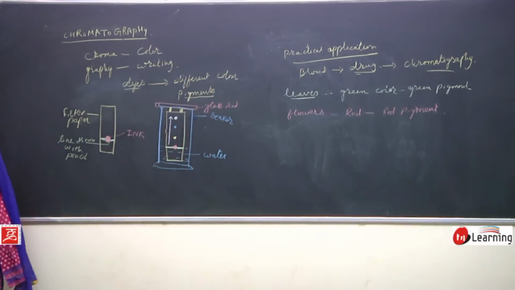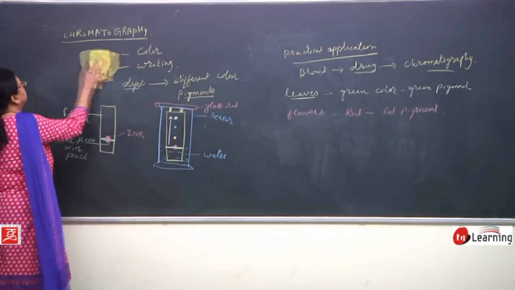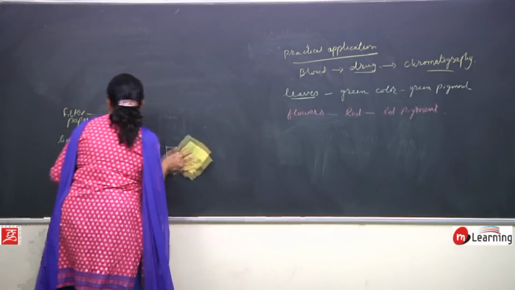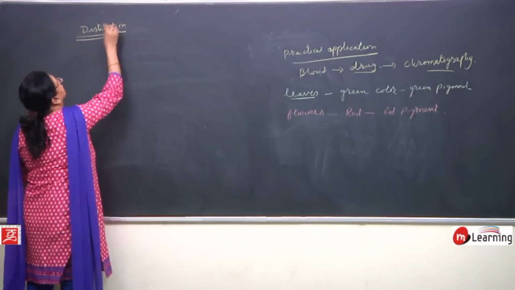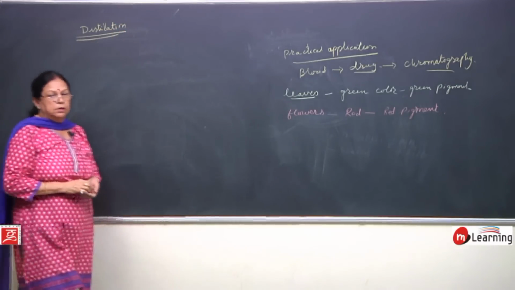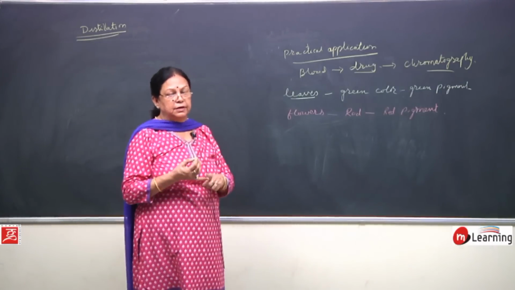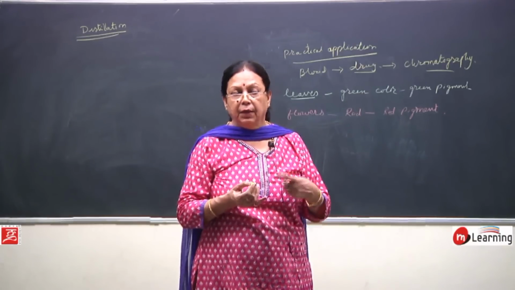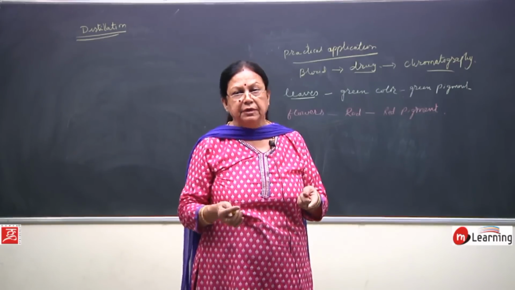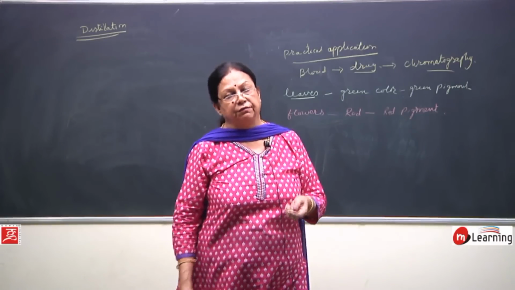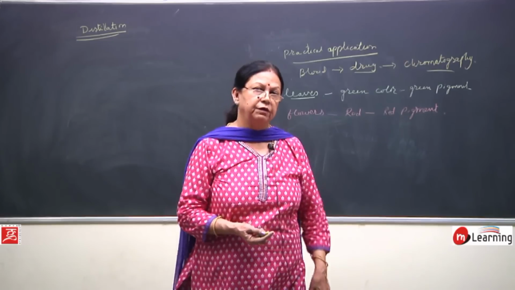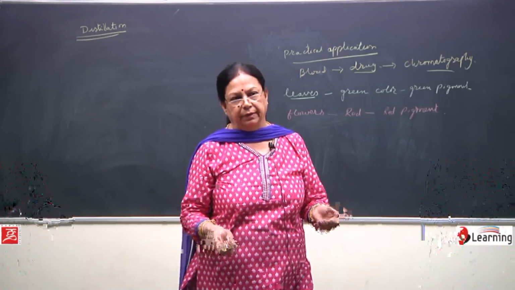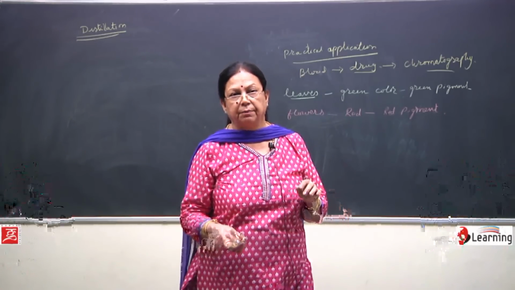Then the next method of separation of components is distillation. Distillation. Here, suppose we have done separation by separating funnel. In that case, the liquids were immiscible. Immiscible means they were not getting mixed up with one another. Now, suppose you have a mixture of two liquids such that they get mixed up with each other, then how will you separate them? Then you will find it difficult to separate, right?